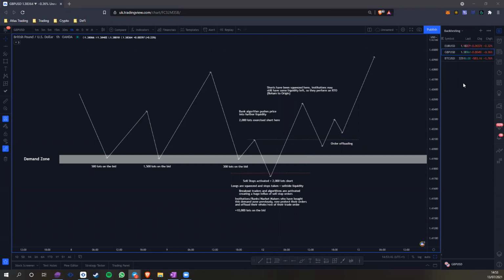Now, supply and demand, in essence, is just areas in the market where the big players, the central banks, the hedge funds, the institutions, want to buy in at the market and sell at the market. So the demand zone is where there's demand for an asset and they want to buy. And supply zones are where they want to distribute their assets, so they want to sell off at a certain price.